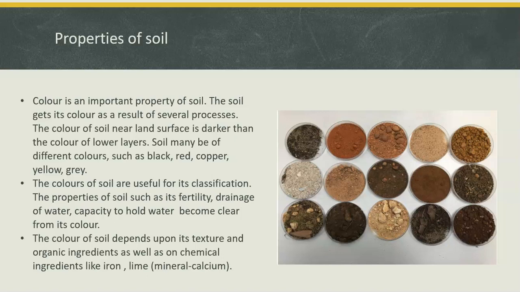So soil which has more iron will appear kind of reddish. Soil which has more calcium will appear whitish depending upon the color of that particular mineral which is present. Soil which has more copper in it will appear yellowish.